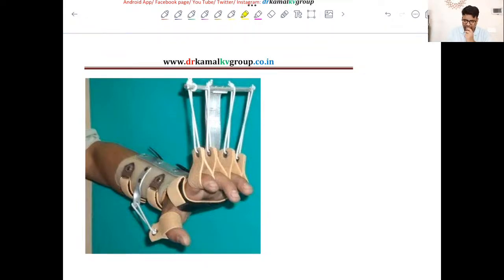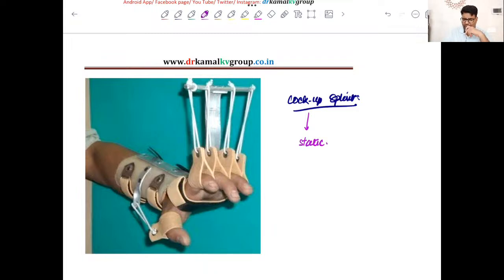Now I think everyone can identify what splint is this. Any idea? What splint is this? Any idea what splint is this? Very good, very good. Now here, cock-up splint.